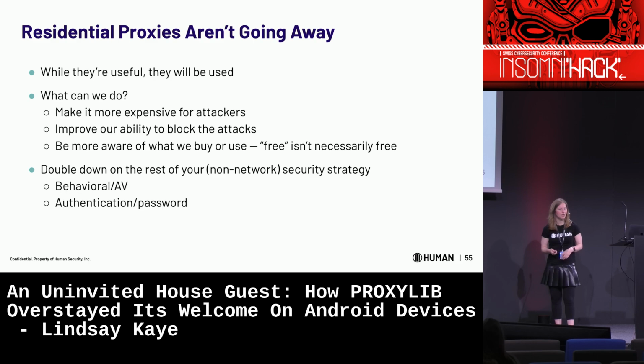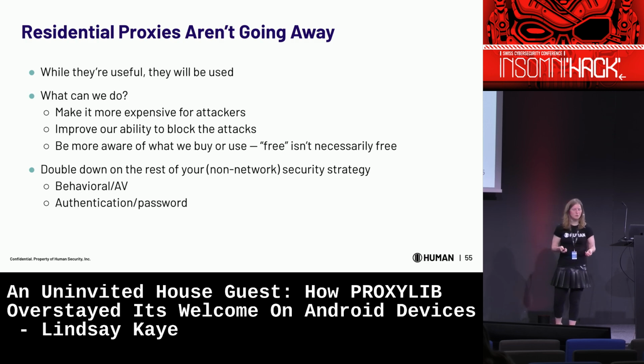So looking for different ways to make it more expensive for attackers. So obviously residential proxy services aren't cheap. If we keep getting better at detecting them, potentially there's some cost benefit to us and cost detriment to them. Improving our own ability to block these attacks. So as we get better at blocking things like residential proxy attacks, these services become less useful to them. They have to find other avenues there.